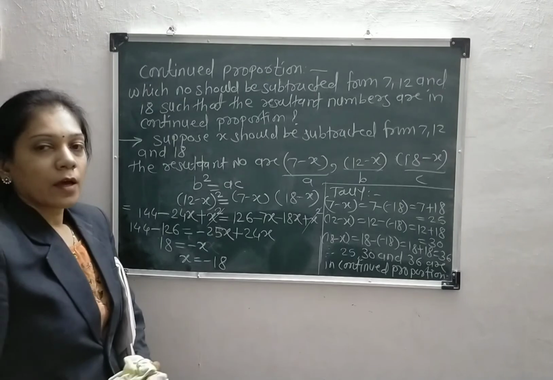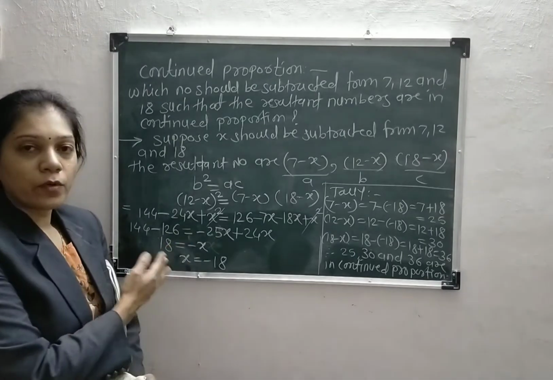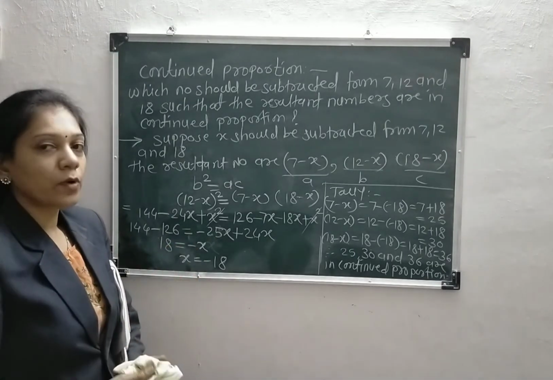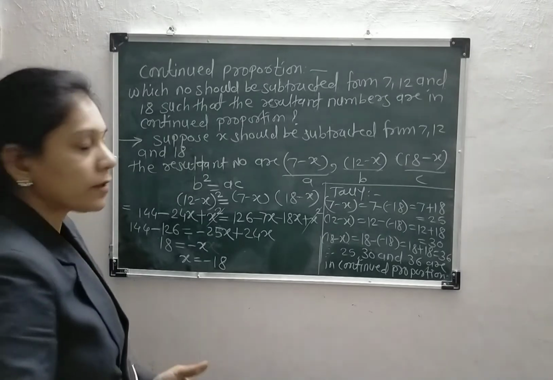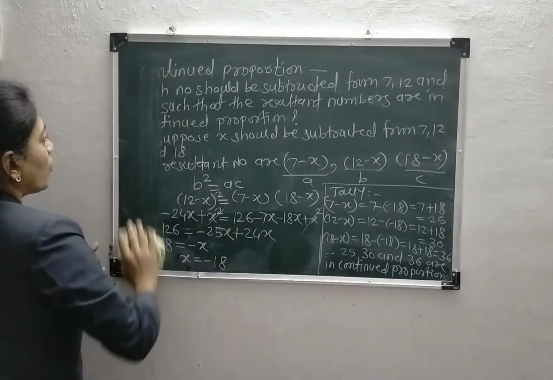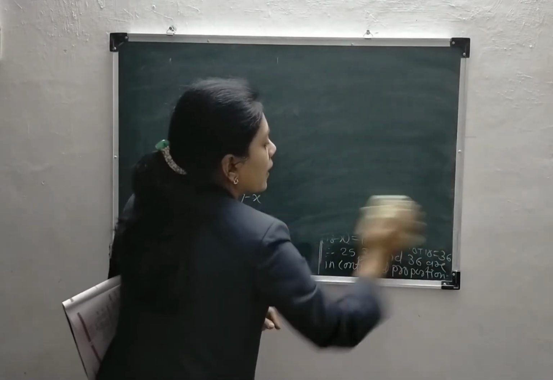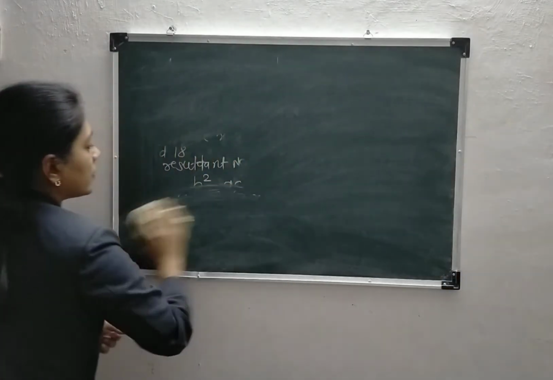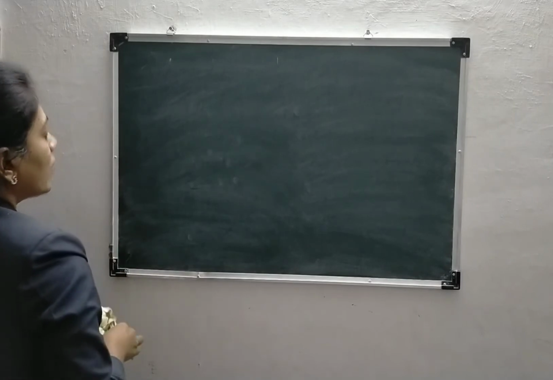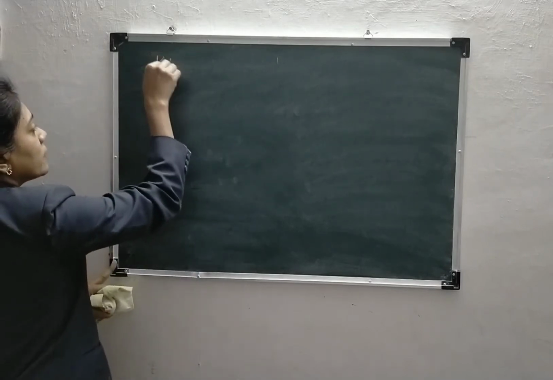After that, you have to write down this example in your notebook. Let's see the next topic. Our next topic is the K method. Let's see what is meant by the K method.